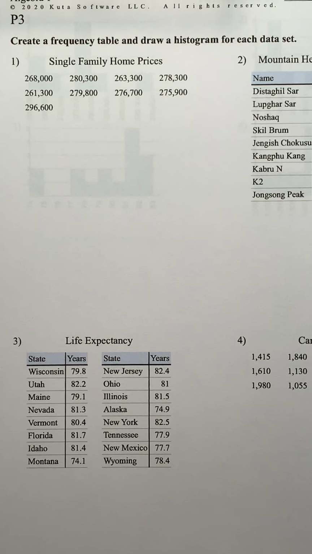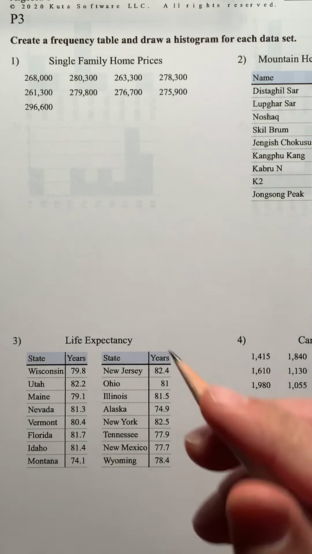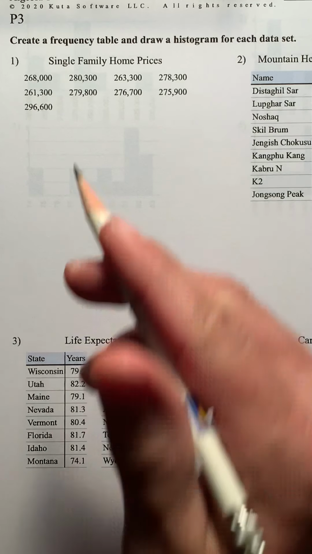We are working on creating frequency tables on this particular worksheet, and then we're going to take those frequency tables and create a histogram out of them. So there's really two steps to this. To create a frequency table, we need to figure out the range of values that we're going to be doing.